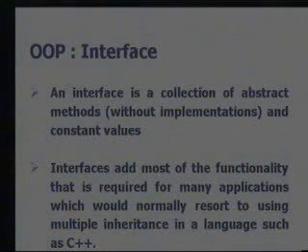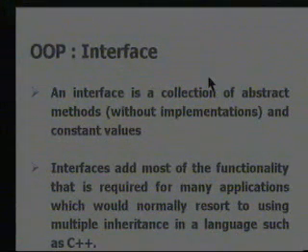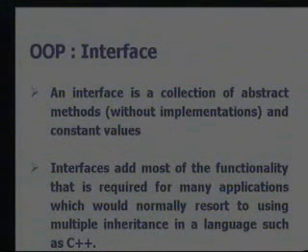So a class can implement methods from many other classes. Let's see what other characteristics you have about interface. Interfaces add most of the functionality that is required for many applications which would normally resort to using multiple inheritance in languages such as C and C++. So the interface is basically the replacement of double extends in Java. You can do multiple inheritance, but in a much cleaner way.